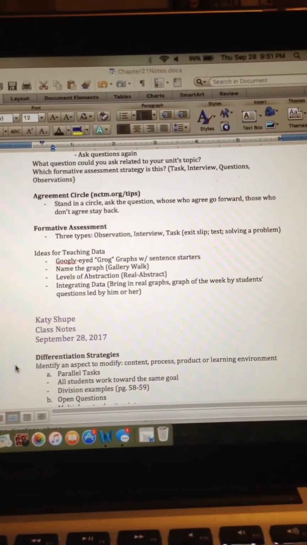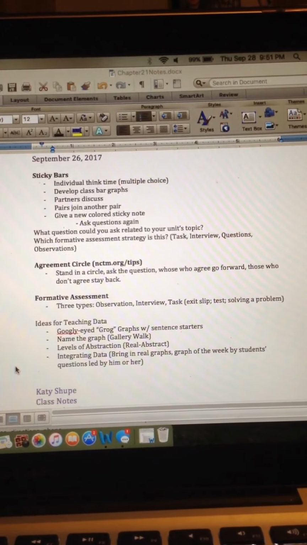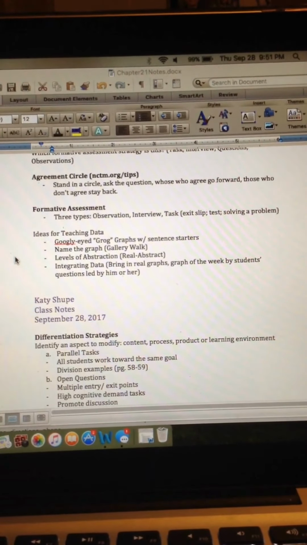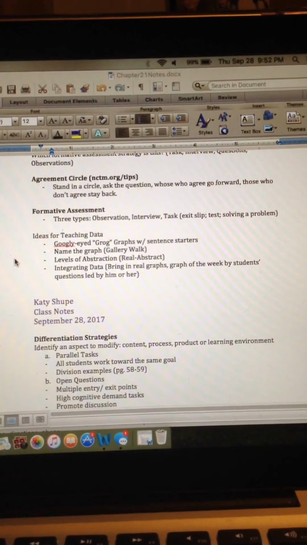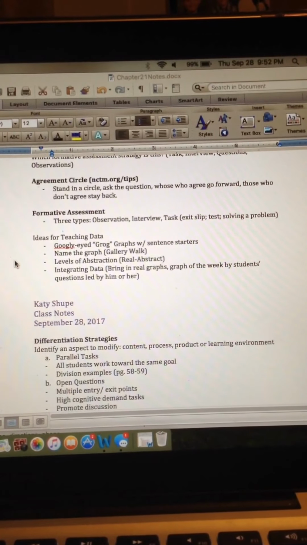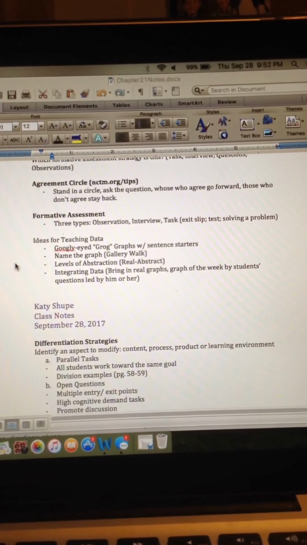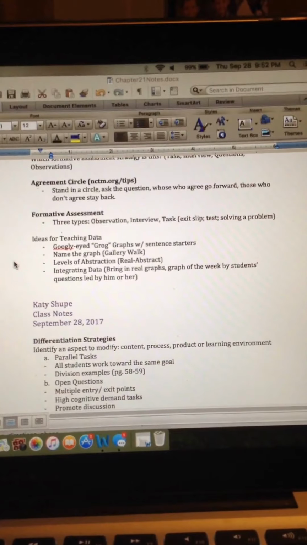And then one thing that I got from this week that I hope to employ in my future classroom is the googly-eyed grog graphs, and then the name the graph part. I actually played the grog game, but I liked the graph on the back because it gives students the opportunity to name their graph whatever they like. They get to choose which numbers they want to use and what they want to represent. I thought that was really awesome for kids because it gives them choices and freedom in the assignment, but they're still getting a lot out of it.